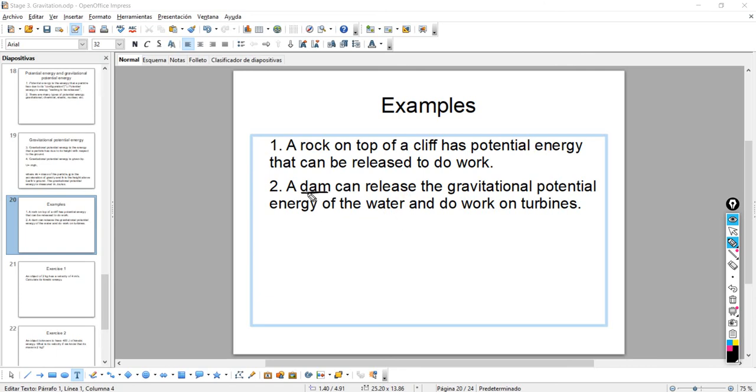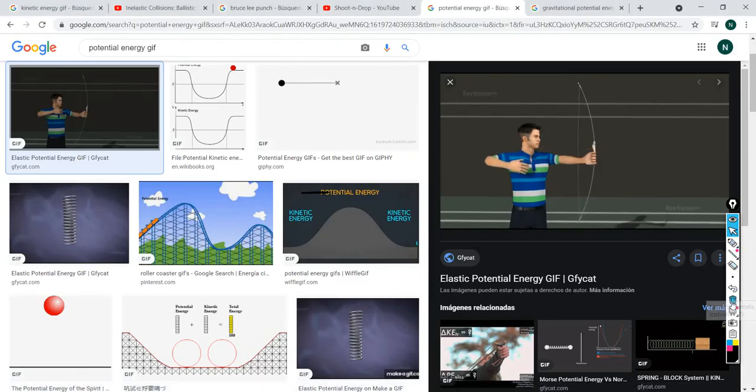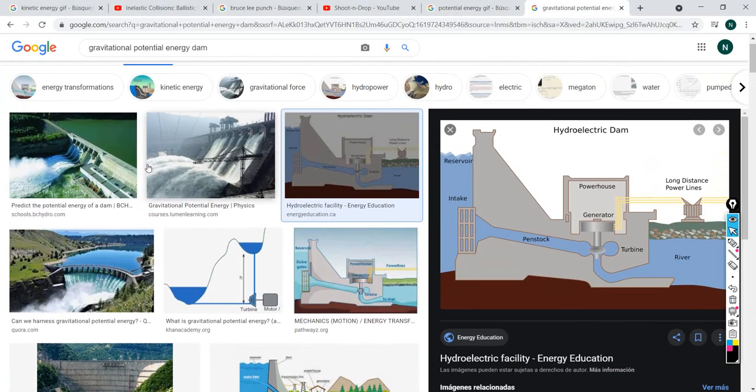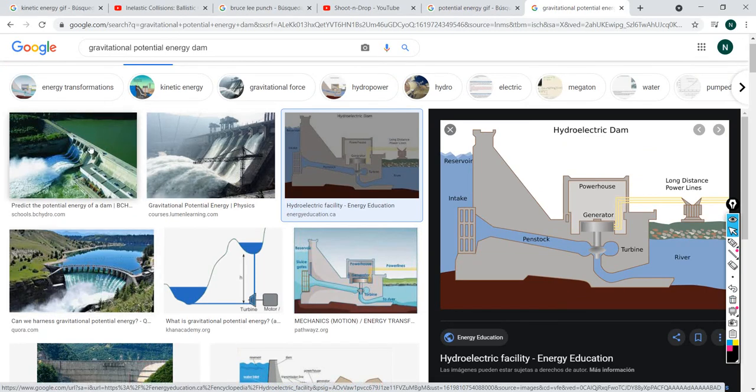A dam, in case you don't know, es una presa de agua. That's a dam. So let's see, a dam can release the gravitational potential energy of the water, and by doing this, it can do work on turbines. Let me show you what that means. Look at this, guys. So this is a dam, and you know what it is, right? It's just una presa. Okay, look at these things. These are dams. What is happening, guys?